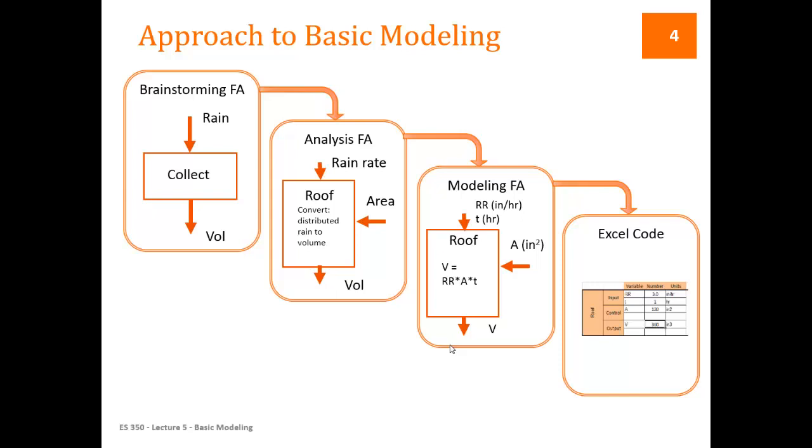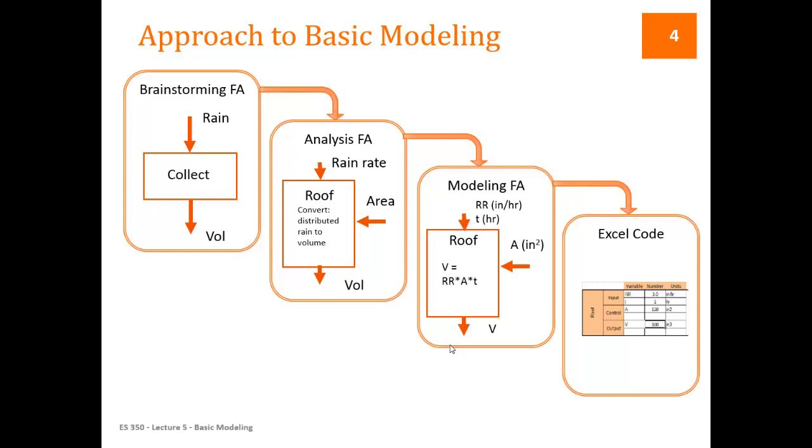So now we're going to have the roof, and instead of just saying we're converting from distributed rain to volume, we need an equation. Volume is going to equal the rain rate times the area times the time. All right, so then the inputs are going to be the rain rate and the time, which are things that could change from day to day, from use to use. The area is the control, right? That's coming in the side, and the output is the volume.